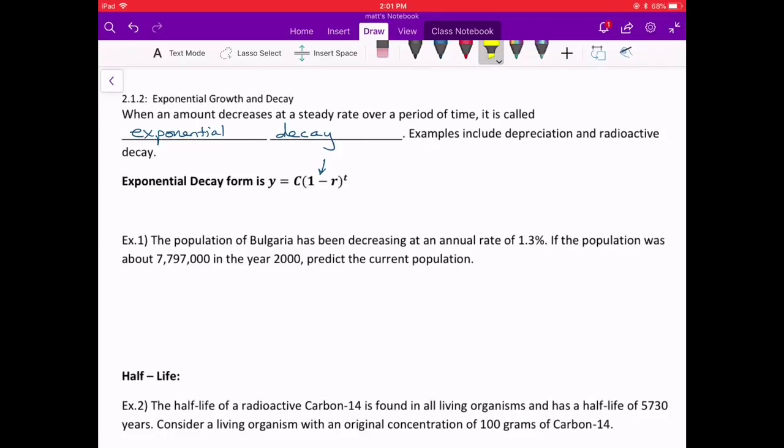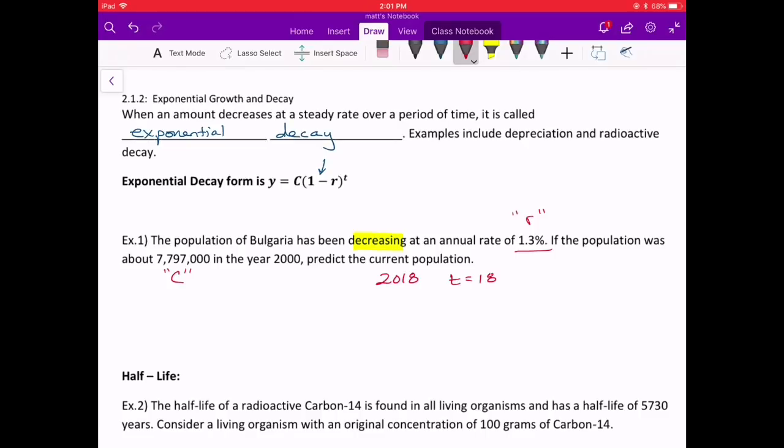All right, the population of Bulgaria has been decreasing at an annual rate, so that's every year, of 1.3%, so that's my R percent. If the population was 7,797,000, that would be my initial amount, or my C value, in the year 2000, predict the current population. Well, making this video, it's 2018, so that's going to be 18 years. So for my T value, that's going to be 18 for this scenario that I'm going to do.